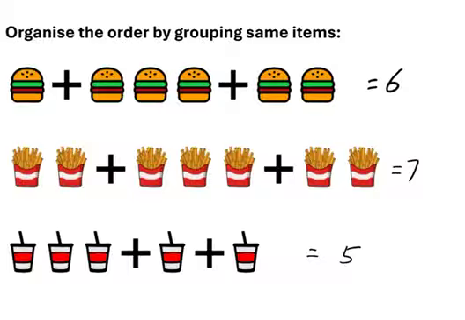In algebra, we don't have to use pictures. We can use letters. For example, for burgers, I can use B to represent it. So I need 6 burgers, 6B. And I want 7 chips, so maybe I can use C to represent them. So I have 7C. And at the end, I have drinks. I can use D to represent drinks. I want 5 of them, so 5D represents 5 drinks.